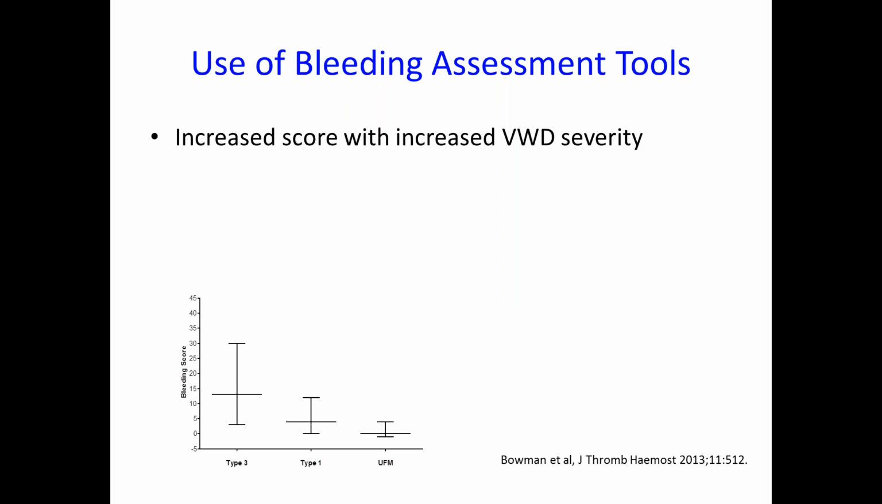Using these bleeding assessment tools in clinical practice, people have shown, this is data from Mackenzie Bowman and colleagues, that the increased bleeding score correlates with increased von Willebrand disease severity. So these are bleeding scores in this graph from type 3 patients on the far left, type 1 patients with a slightly lower median bleeding score, and then the UFM is unaffected family members on the far right.